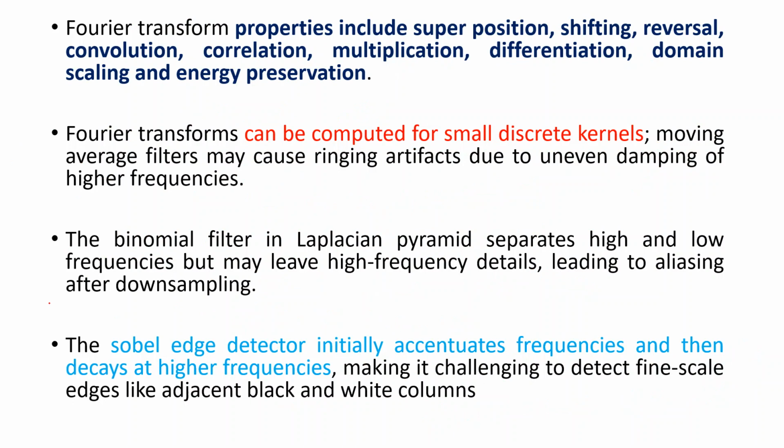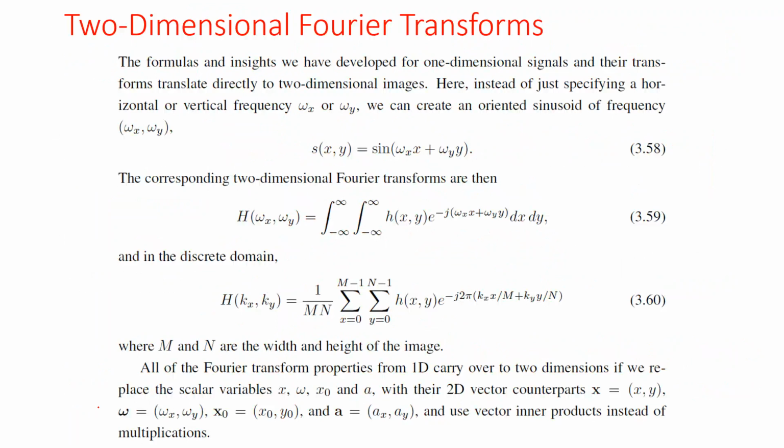So these are some of the properties of the Fourier transform. The first point represents the properties of the Fourier transform. The next one represents the different types of kernels. The moving average filter can cause the ringing effect due to uneven damping of high frequencies. Then the binomial filter also leaves the high frequency details, leading to aliasing. Then the Sobel edge detector makes it challenging to detect the fine edge details, since it focuses on the mid-range frequencies. That's what was mentioned in the slides. The next one we are going to see is the 2D Fourier transform.